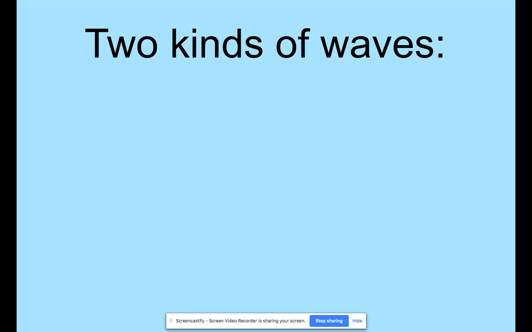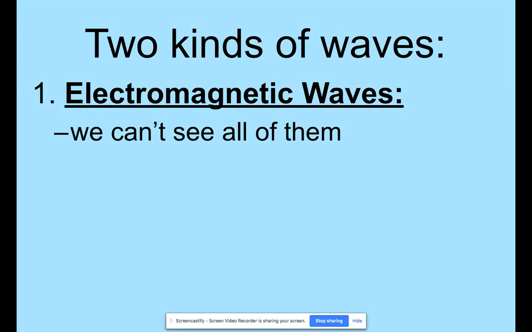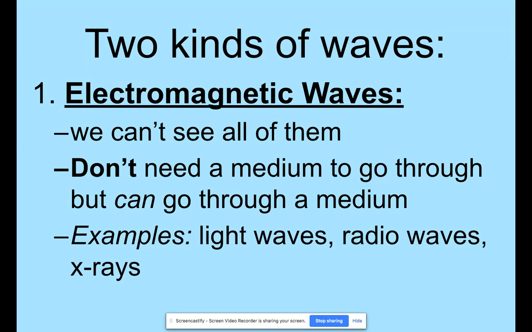There are two types of waves. I didn't talk about the first type, but the first type is electromagnetic waves. These are waves that we can't see, and these are waves that don't need a medium to travel, but they can also travel through a medium. So they're a very versatile type of wave. Some examples are light waves, radio waves, and X-ray waves.